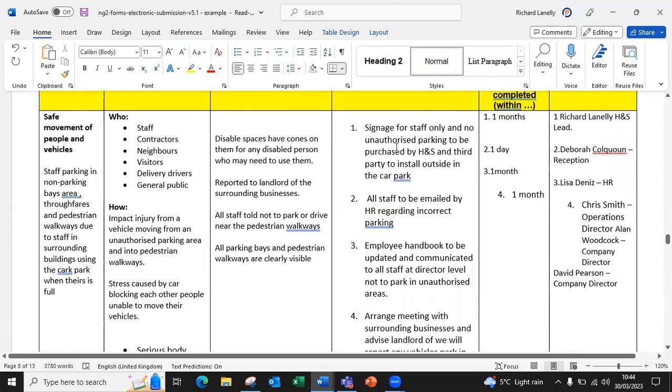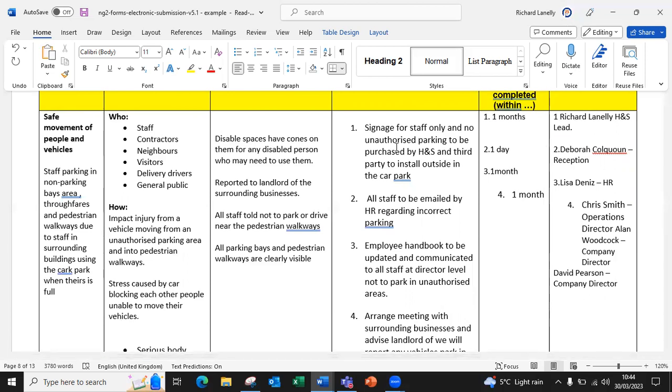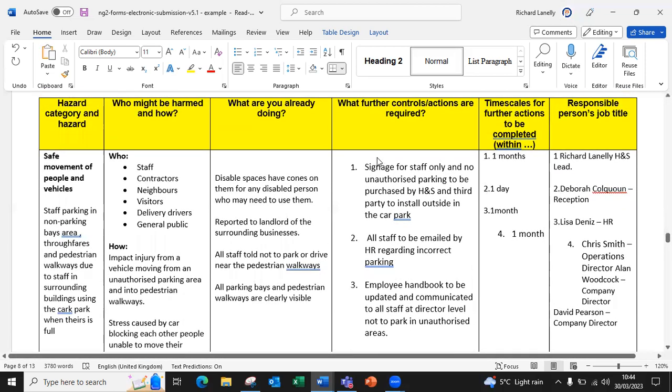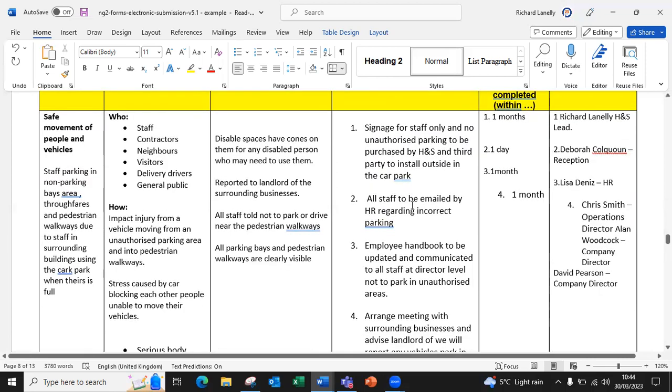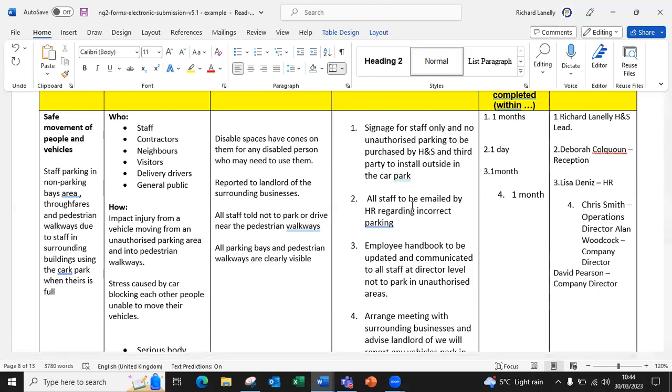A good way to think about it is your hierarchy of control. If you've got a hazard, when you're doing your further controls, think about that. So, can it be eliminated? No, it can't be, so we can't do anything about that. Can we change a process? Can we add a process? Can we monitor it to make sure that people are actually doing what they said they're going to be doing in the future?